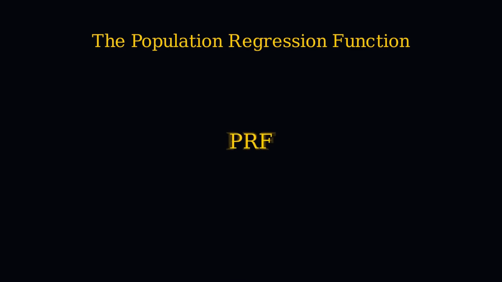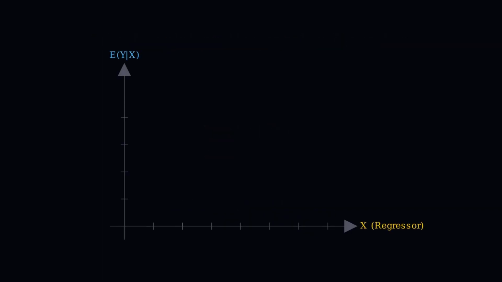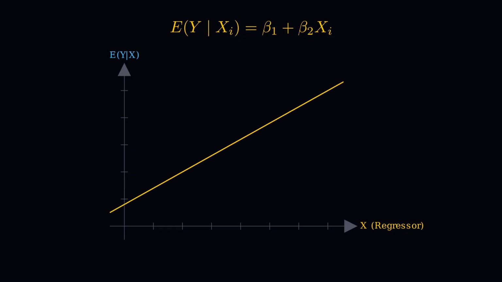To find the average response, to connect the cause X and the effect Y, we seek the ultimate truth, the population regression function, or PRF. It is the God's eye view of reality. The equation is written as the expected value of Y given X equals beta 1 plus beta 2 times X.